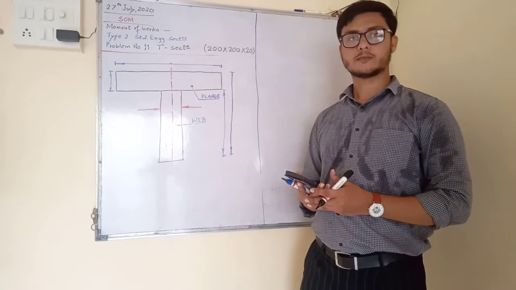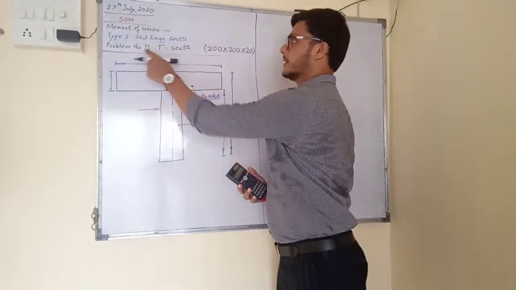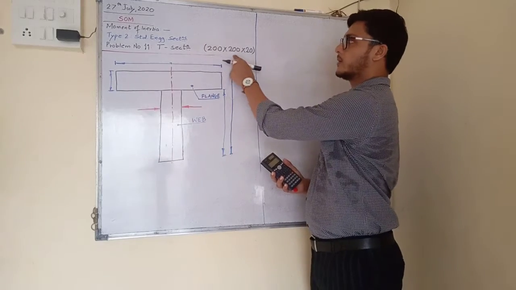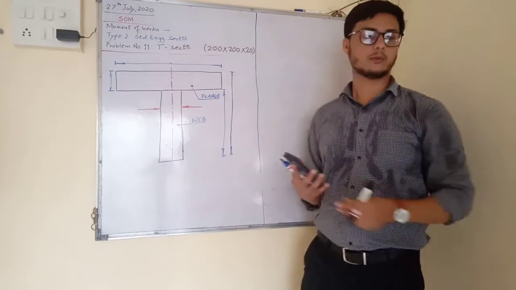Hello students, next problem, problem number 11, T section. Dimension is given 200 into 200 into 20. I'll read the problem first.